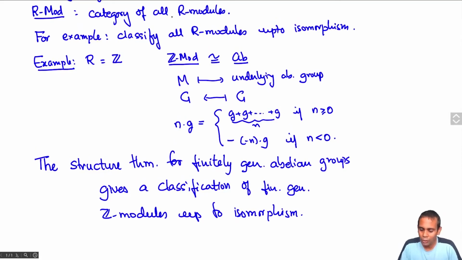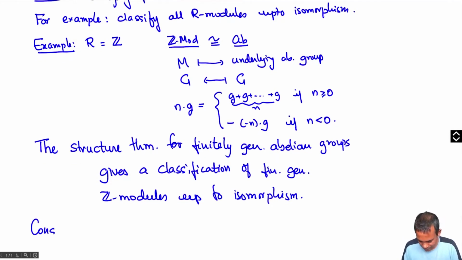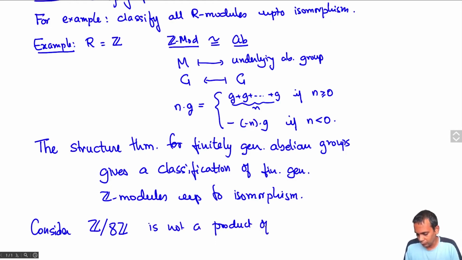So we may take all R-modules, but usually that's quite unmanageable. We would take finitely generated R-modules. Anyway, I don't want to get into specifics here. I just want to motivate things. So, for example, consider the Z-module Z/8Z. This cannot be written as a product of two abelian groups, or a product of two Z-modules.